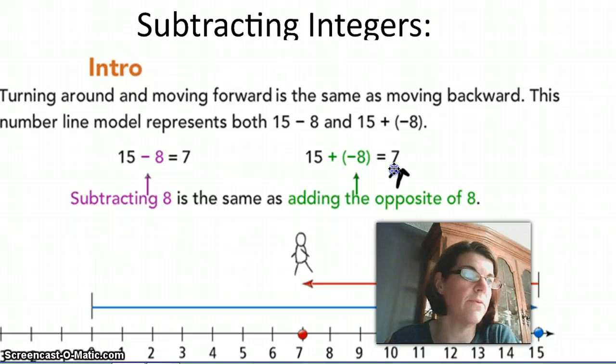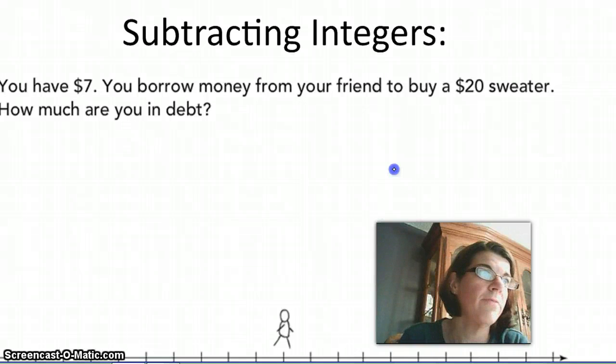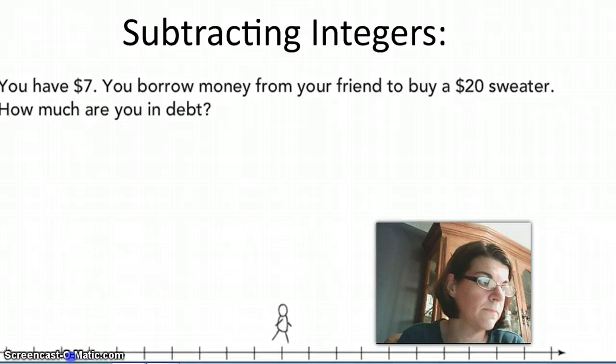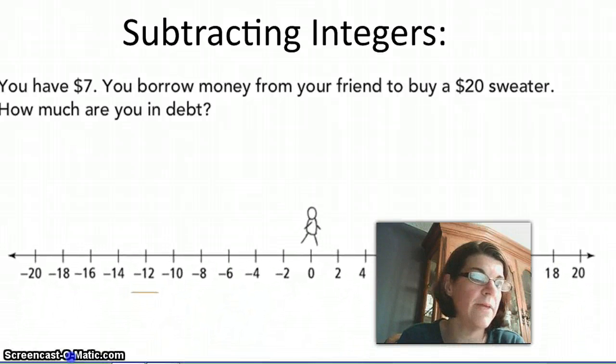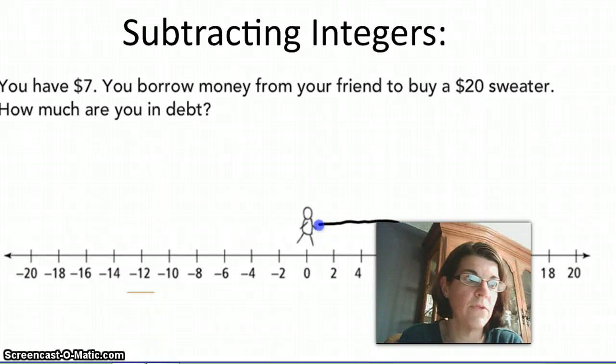Let's take a look at another one. You have $7. You borrow money from a friend to buy a $20 sweater. How much are you in debt? I'm going to move my number line up so you can see it. Okay, so we are going to start at 7, which is right here. So we move forward 7.